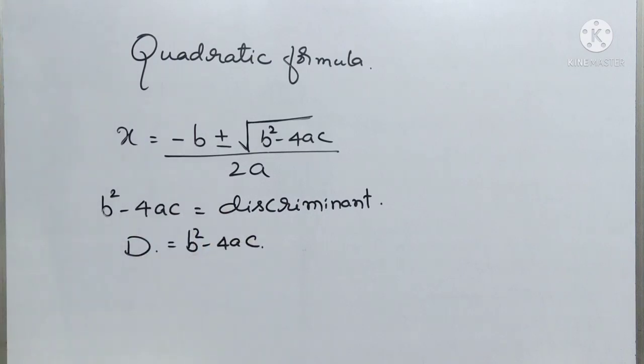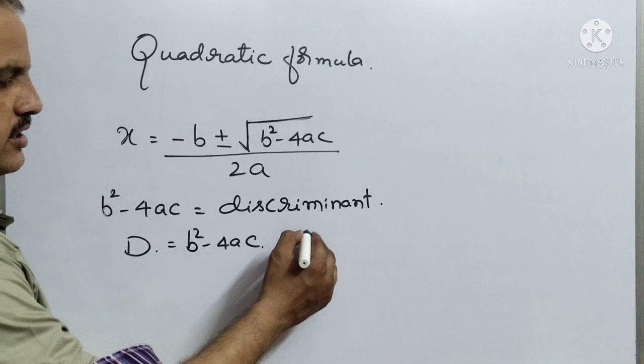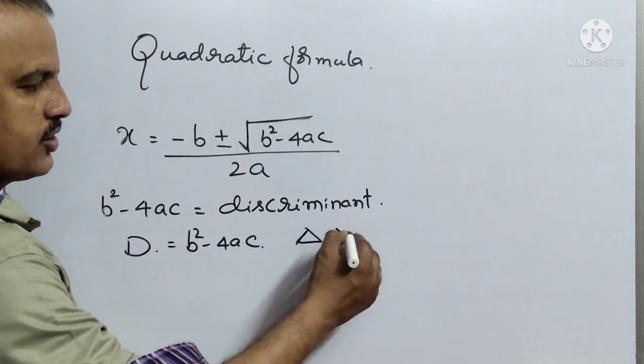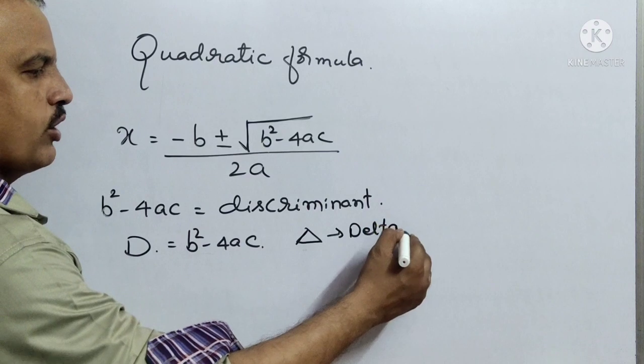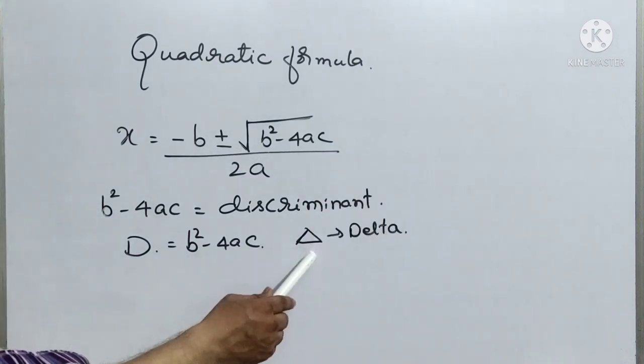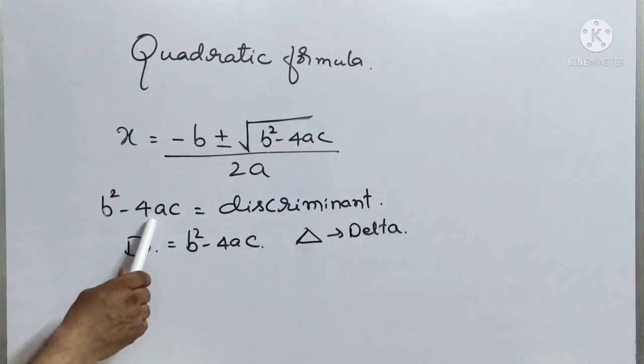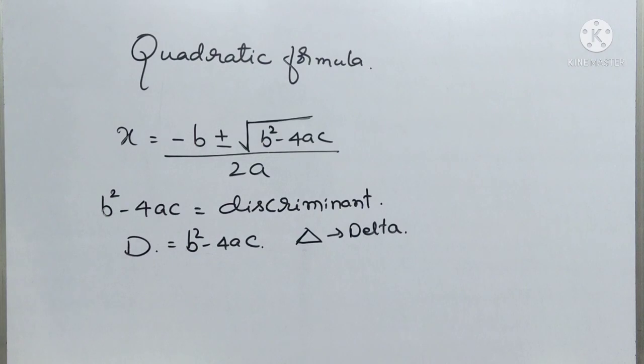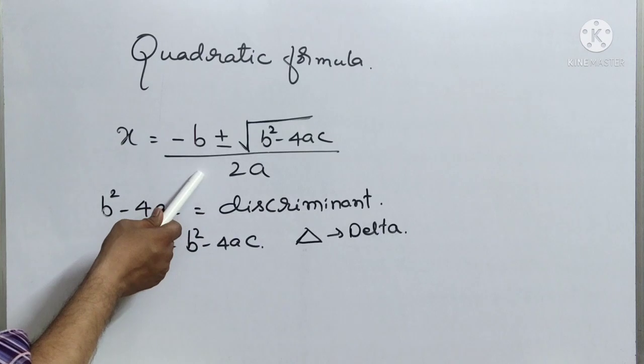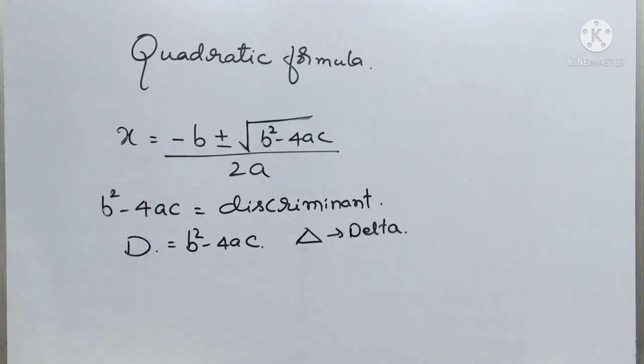They will ask you a simple question: the discriminant is indicated with which letter? D. And one more symbol is there, like a triangle, called delta. Delta and D are both b square minus 4ac only. B square minus 4ac is called the discriminant, indicated with the capital letter D or delta. Now, based on the quadratic formula, we have to solve the problems.